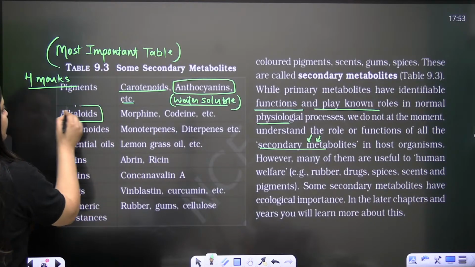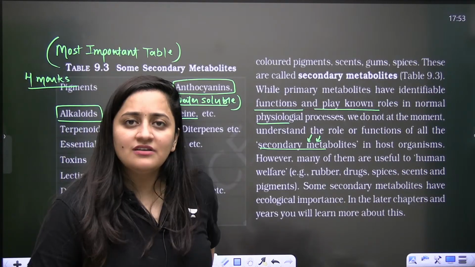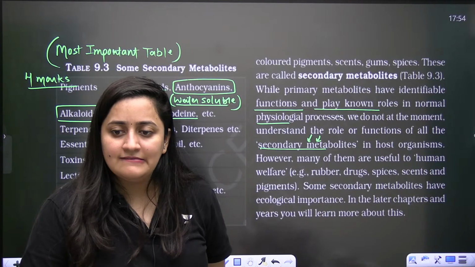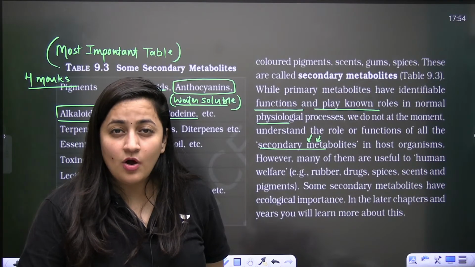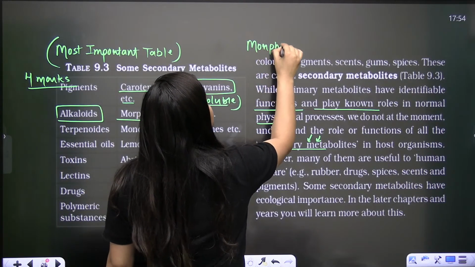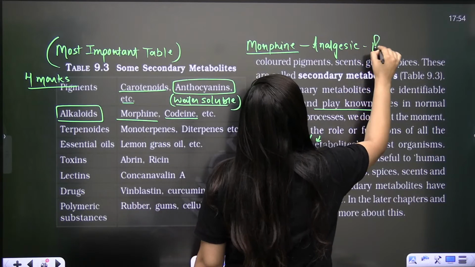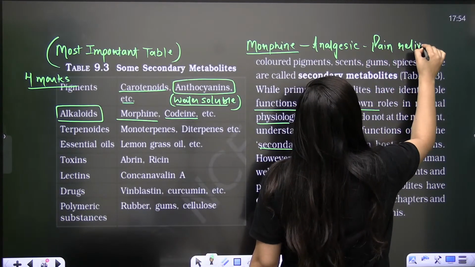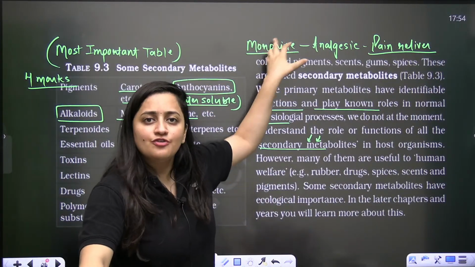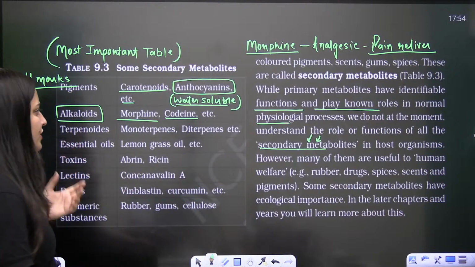Then alkaloids, morphine, codeine. Do you know the role of morphine? Do you know the function of morphine and codeine? Anyone? Morphine, it's very common. Morphine is analgesic. It has analgesic properties, meaning it is a pain reliever. It is used during surgeries as well. And remember, in human health and disease, we say that the acetylation of morphine will produce heroin. Codeine also has the same role.